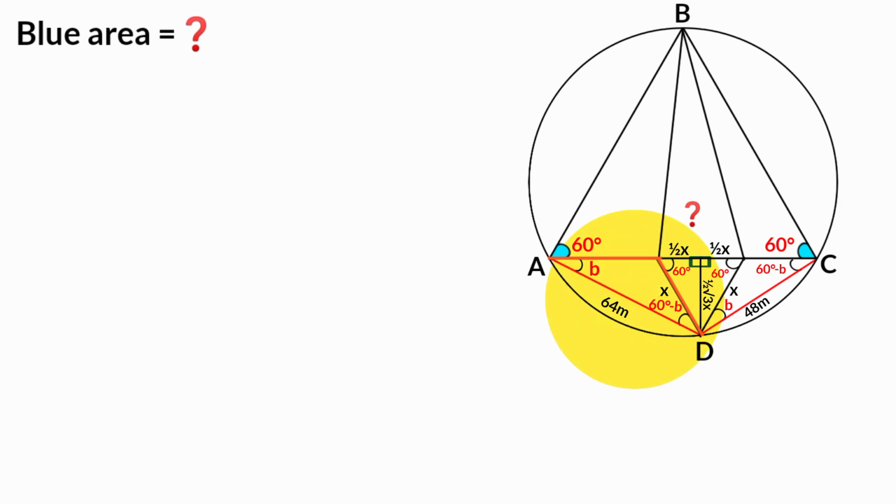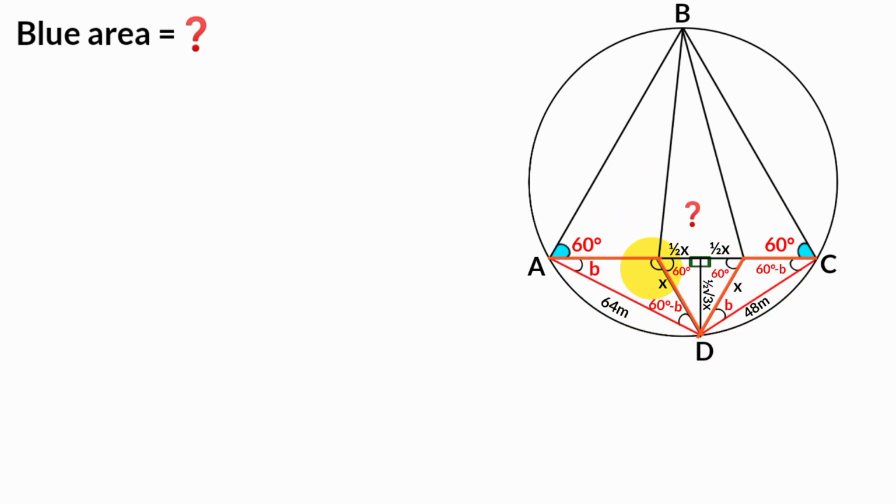Now look at this triangle and this triangle. Two of their angles correspond. That is this B and also this 60 degrees minus B and this 60 degrees minus B. That proves that they are similar.